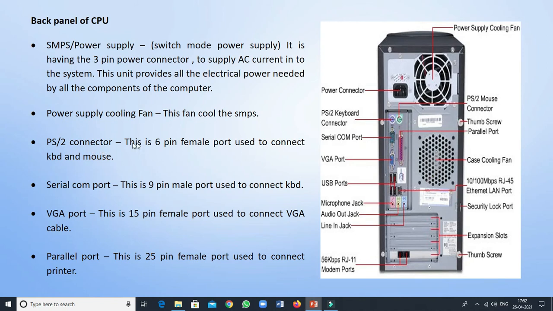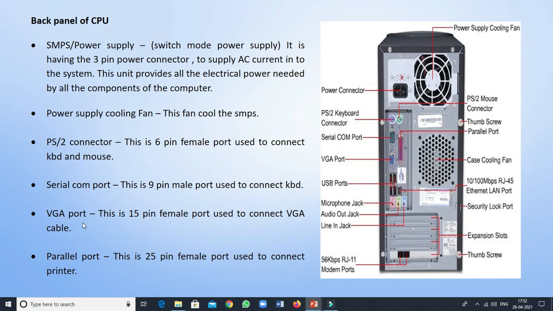PS2 connector. This is a 6-pin female port used to connect the keyboard and mouse. So remember the port pins. These are the female ports, and this serial one is your male port. Now see, 6-pin is there, as per PS2. Then the serial is a 9-pin male port used to connect the keyboard also. This one is your male port.